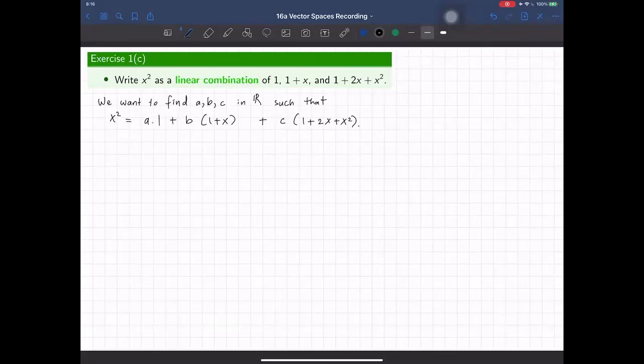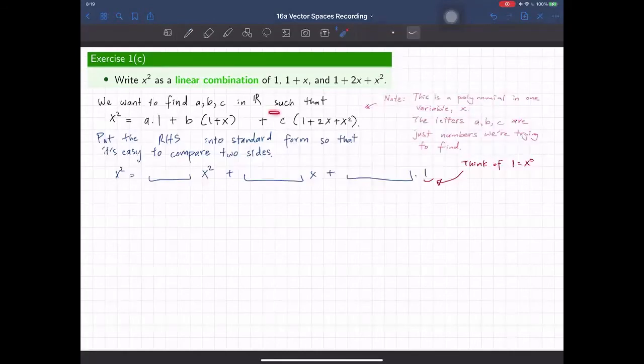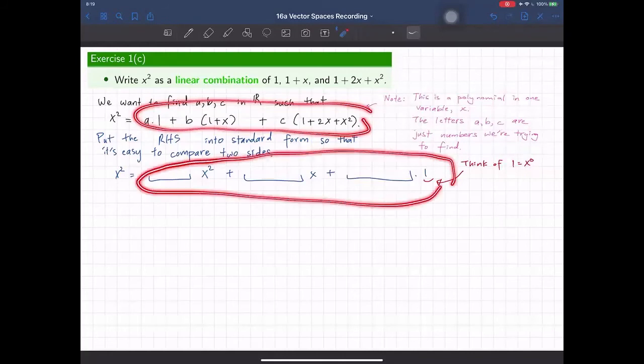Here we should be a little bit careful. This is a polynomial in one variable x. The letters a, b, c are just numbers we're trying to find. Right now, this right-hand side is not in standard form, so we should put it into standard form so that it is easy to compare with x squared. So we want to replace these with something of this form.